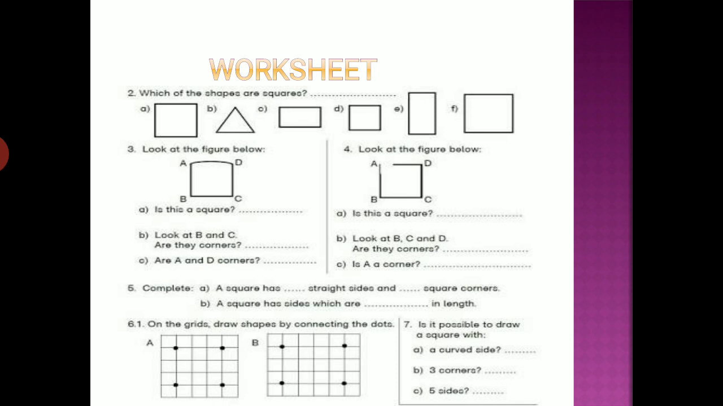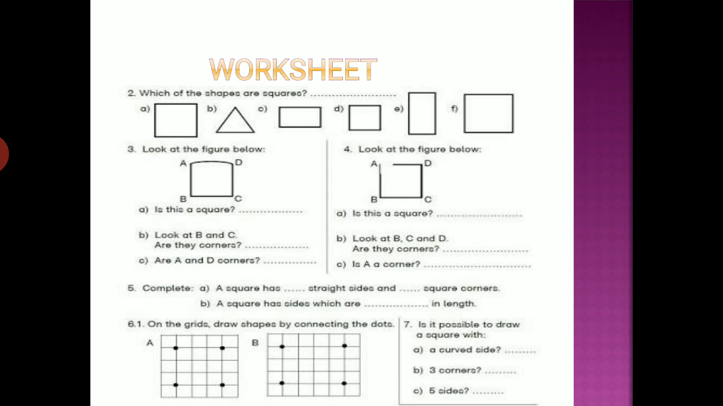Now B, a square has sides which are dash in length. So there is a special feature of square, that all the sides, all the lines of a square are equal in length, whereas in rectangle only opposite sides are equal. Here all the sides are of equal length. So here answer is equal in length.